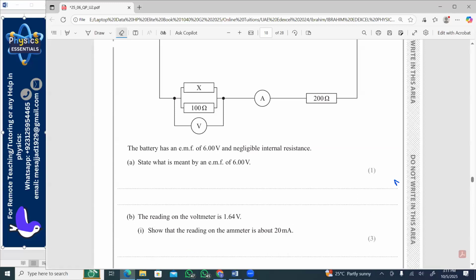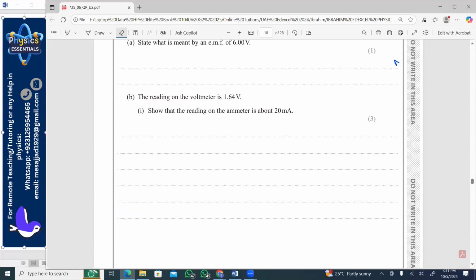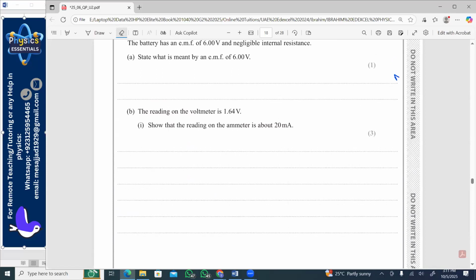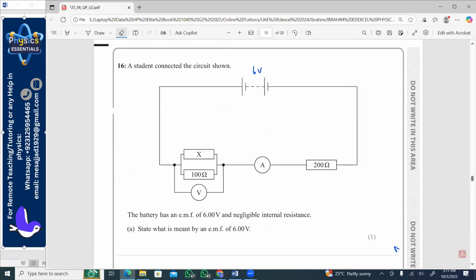Okay, so the second part of the question is: the reading on the voltmeter is 1.64 volts. Show that the reading on the ammeter is about 20 milliamperes. Okay, so let me write the data first.